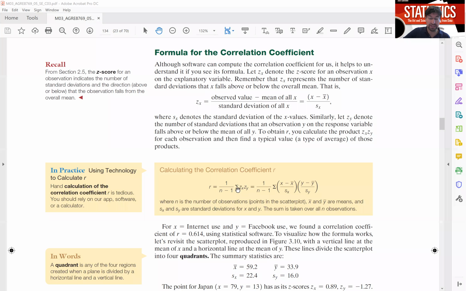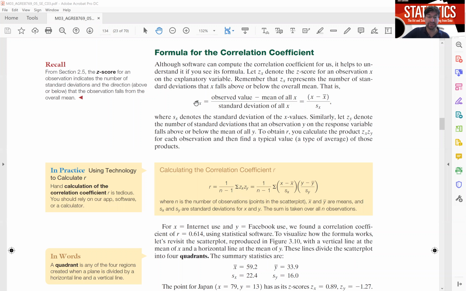We see it given here in this yellow box, but before I go and explain what this means, let me remind you of z-scores. Remember that if we get a z-score, for instance, for the x variable, we just simply take the observed value, any observed x value, subtract the overall mean of all the x's, x bar, and then divide by the standard deviation of all the x's. So x is a particular value, x bar is the sample mean of all the x values, and s sub x is the standard deviation of the x values.